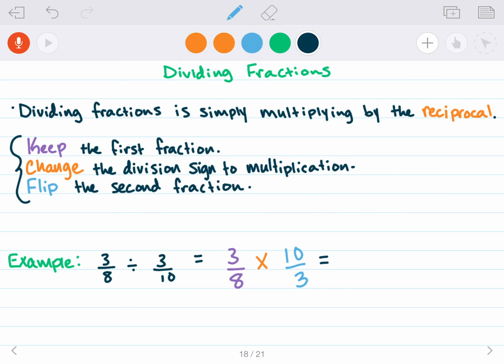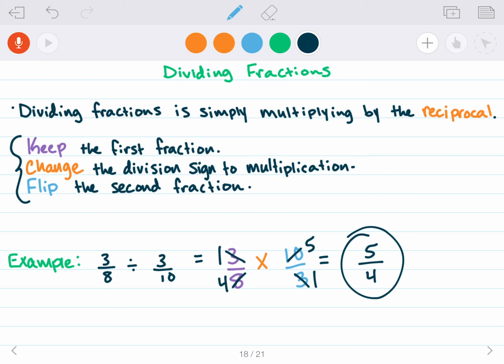And then we just multiply these guys. What I can do, since I'm multiplying, is cross divide. I'm looking at the diagonals here, and I see that 3 divided by 3 is 1. On this diagonal, both of these guys can be divided by 2. So 8 divided by 2 is 4, and 10 divided by 2 is 5. Now I multiply straight across. So 1 times 5 is 5 on top, 4 times 1 is 4 on bottom, and this is my answer.